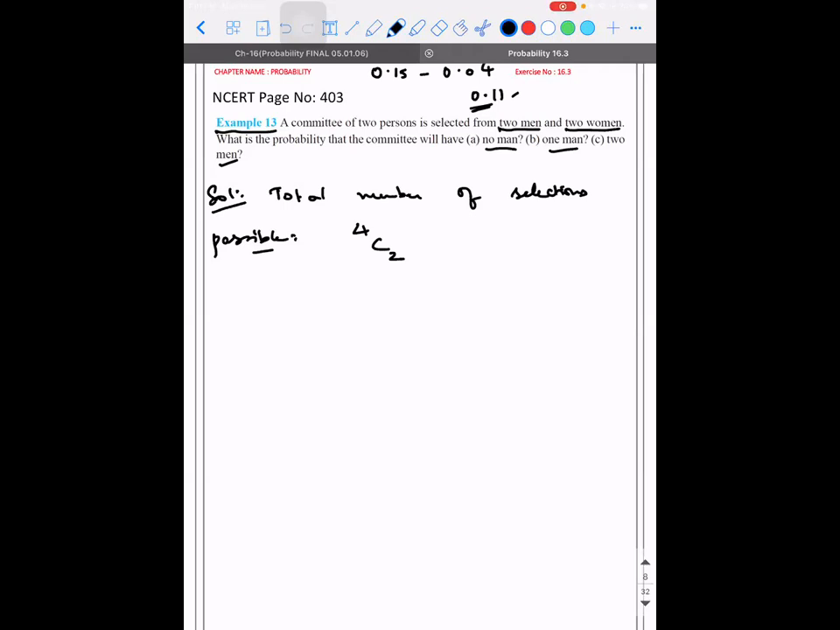Okay, total number of selections possible. The number of ways to form the committee with no man will be how much? There are 2 women. From the 2 women, you need to choose both. That is nothing but 1. Since we did the binomial theorem, you know nCn is 1. That is obviously done in only one way. The committee consists of 2 members and 2 women are there. Just take them and place them there.